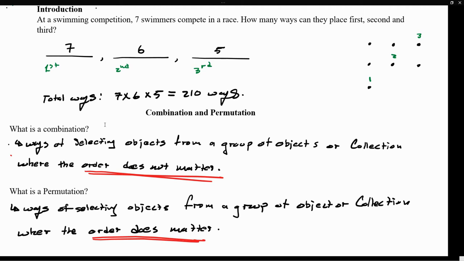And if the order of how we're selecting those individuals does not matter, then we're going to call that a combination. Now, if we come back to the problem that we stated under the introduction question, notice that the way that we selected those individuals, it did matter. Because if we already selected one person for the first place, then we just cannot select that same person for the second place anymore. So this example that we were doing under the introduction is an example of a permutation because the way that we were selecting those individuals from the group of swimmers, it did matter.